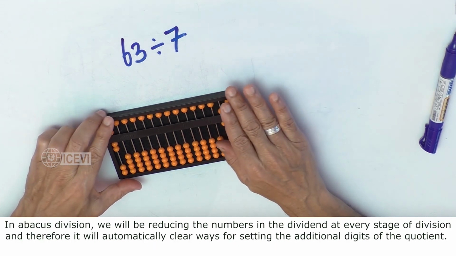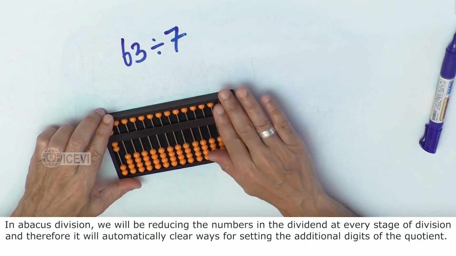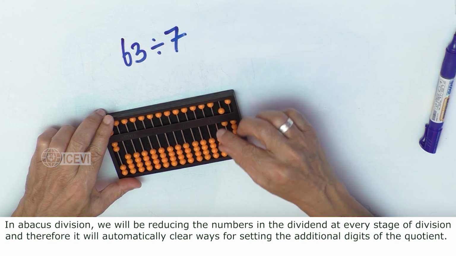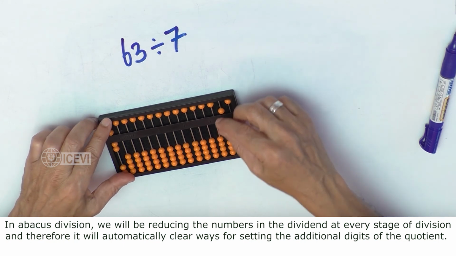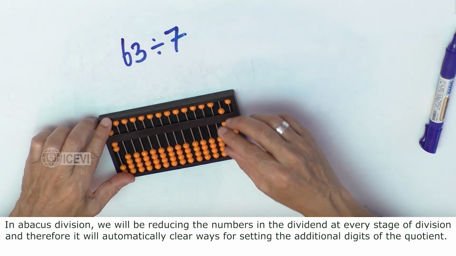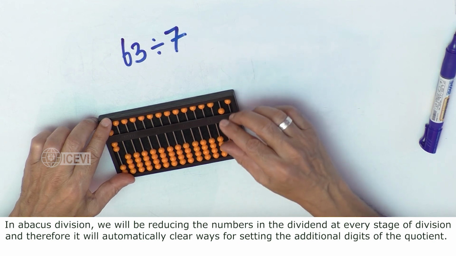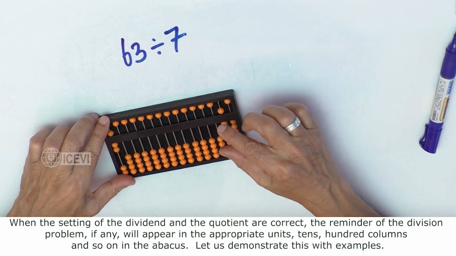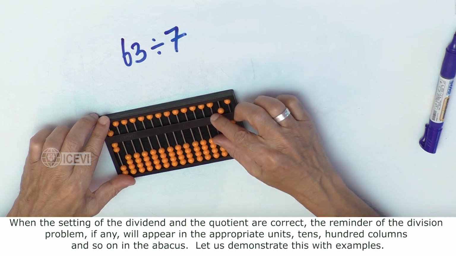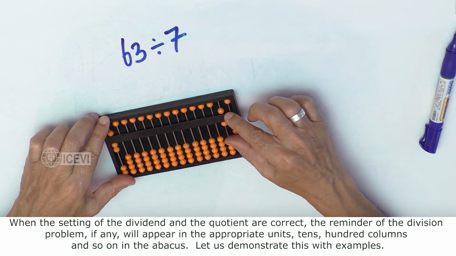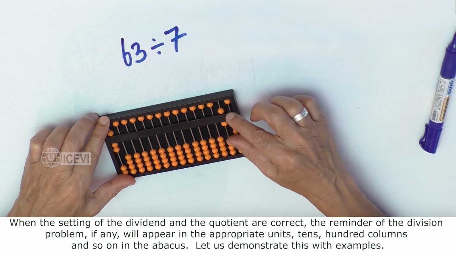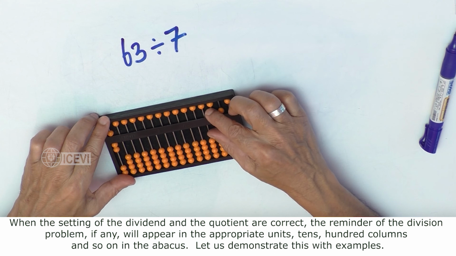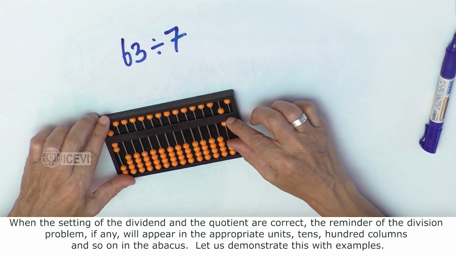In abacus division, we will be reducing the numbers in the dividend at every stage of division, and therefore it will automatically clear ways for setting the additional digits of the quotient. When the setting of the dividend and the quotient are correct, the remainder of the division problem, if any, will appear in the appropriate units, tens, 100 columns and so on in the abacus.